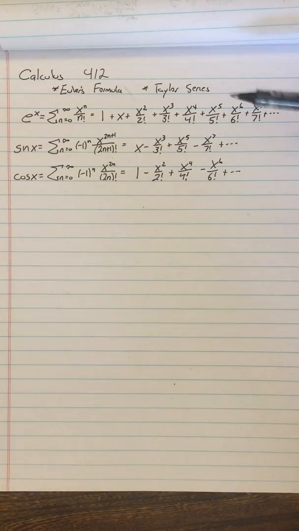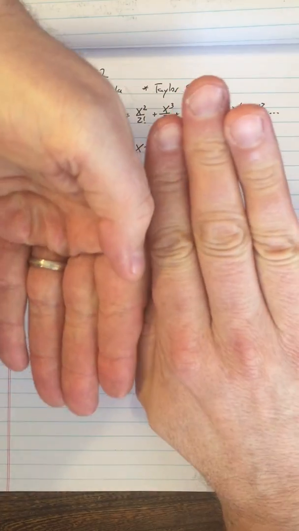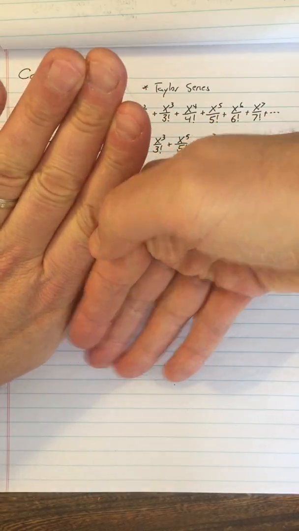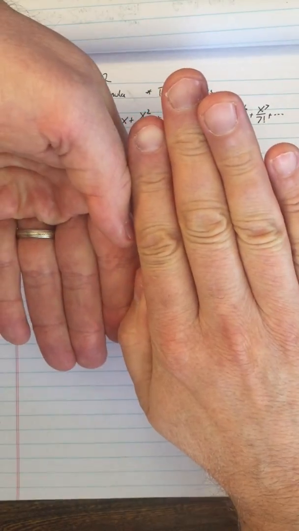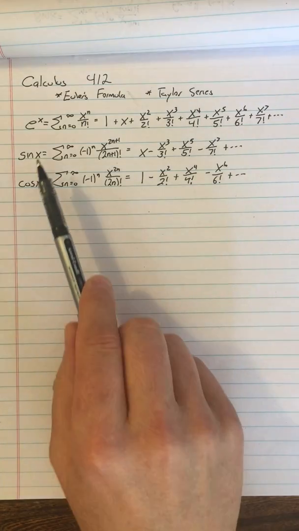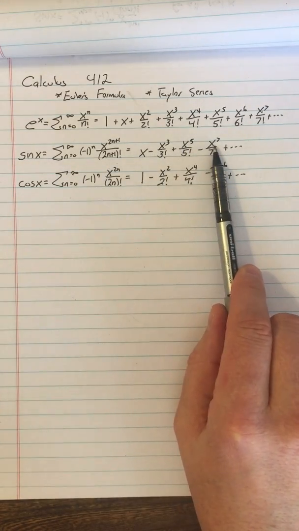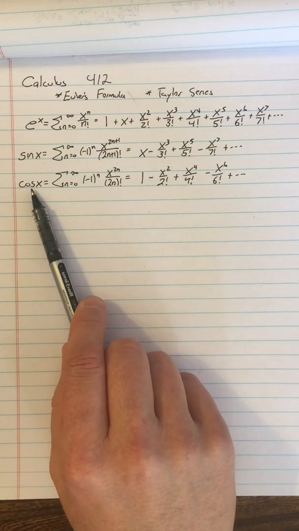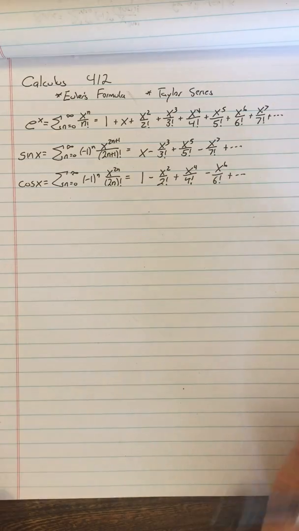One thing that's interesting is to compare these two. If you recall what an odd and even function are, sine is an odd function because its symmetry is like this. This is odd symmetry, and this is even symmetry. So cosine looks like this, sine looks like that. Sine is an odd function, and look how all of the terms of the Maclaurin series have odd powers. Cosine is an even function. All of the powers of the Maclaurin series have even exponents.